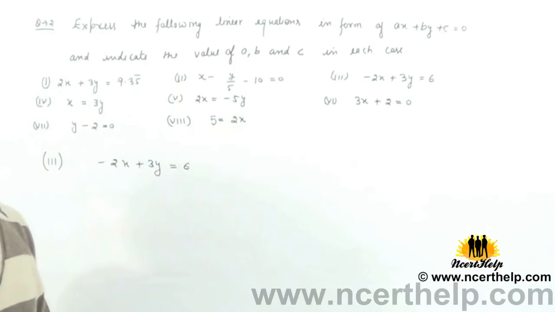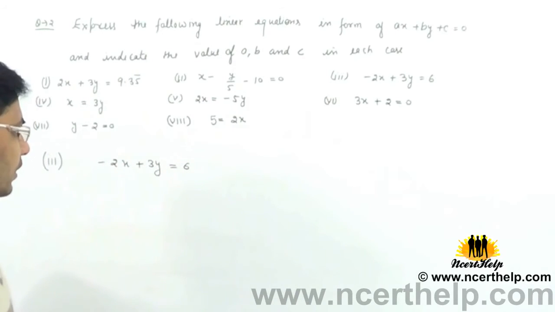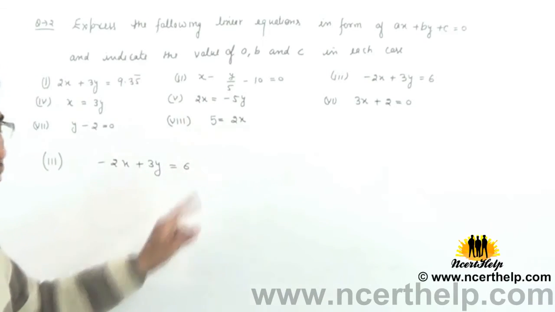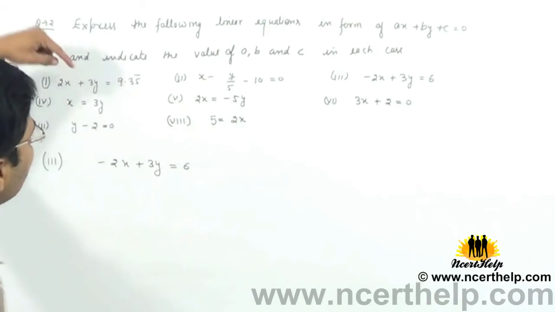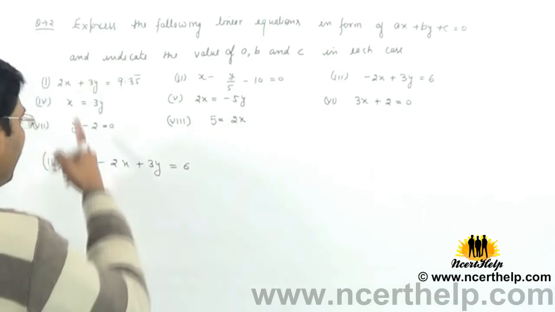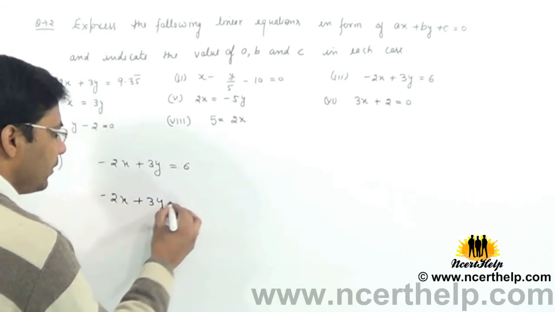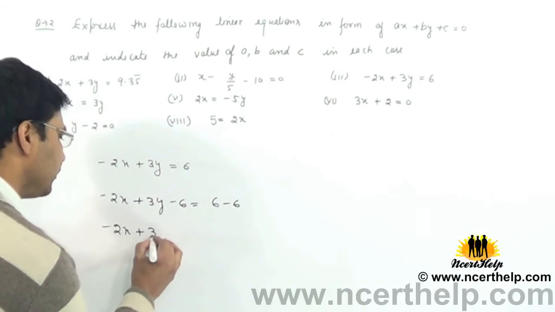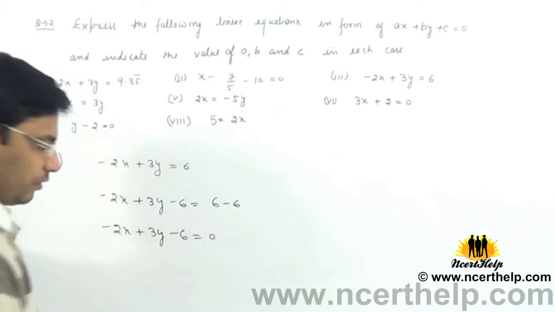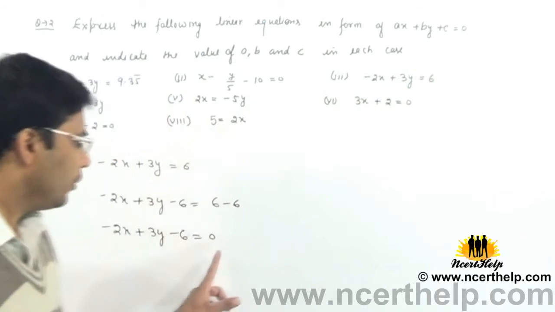Let's consider third part of the question. Minus 2x plus 3y equals 6. So first we bring 0 here. So how can we get? We do the same step which we did earlier in the first part of the question. So subtract 6 both sides and we will get 0. Now we have got the 0.